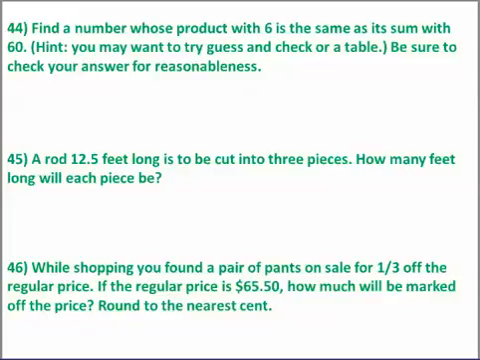Find a number whose product with 6 is the same as its sum with 60. You may want to guess and check or use a table. Be sure to check your answer for reasonableness. So you're trying to find a number, some number, whose product with 6, so when you multiply it by 6, is the same as its sum, so that same number's sum with 60. So you're trying to find some x that will go in there and make this totally true. An x such that when you multiply it by 6, it's the same as when you add 60 to it.